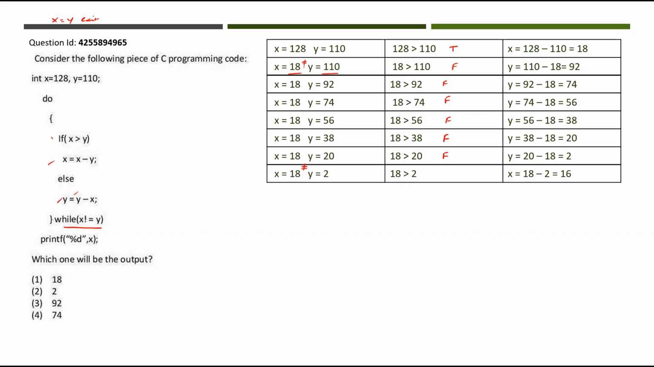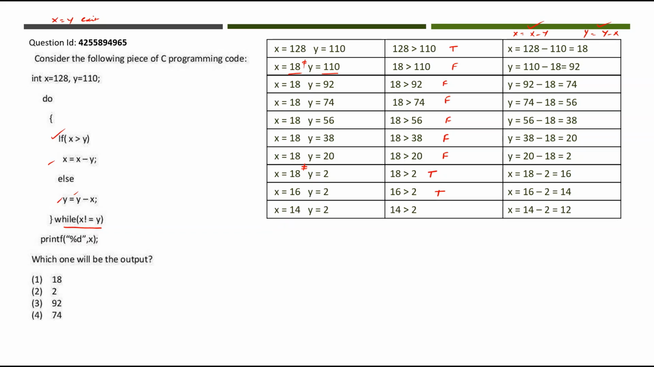So now we are entering this if part. 18 greater than 2. Yes, it is true. So 18 minus 2 will give you 16. Now x = 16 and y = 2. So again 16 greater than 2. Yes. So 16 minus 2 is equal to 14. Wherever you have x, there x minus y will be there. Wherever you have y, y minus x will be applied there. So this evaluation has to be taken whenever x is greater. This evaluation has to be taken whenever y is greater.